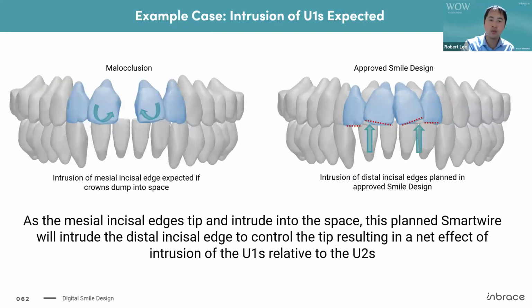Because you don't want to be like this again, where the approved small design has the upper centrals more intruded than the laterals, because that's what's going to cause, again, a reverse smile arc.